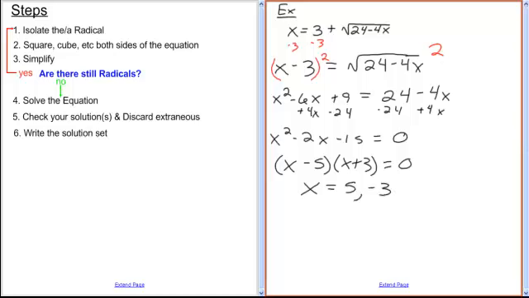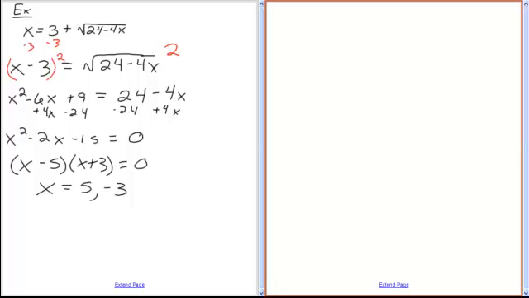Now it's the long work. I have to physically check my solutions. No shortcut. I have to check. So I'm going to check both 5 and negative 3. Just because one works doesn't mean the other one doesn't, or vice versa. They both could work, they both might not work. So when I plug in, I'm going to start with 5.